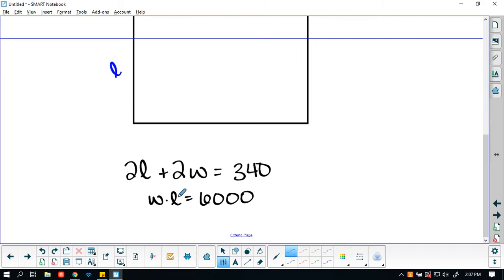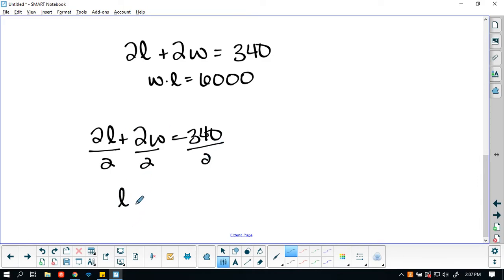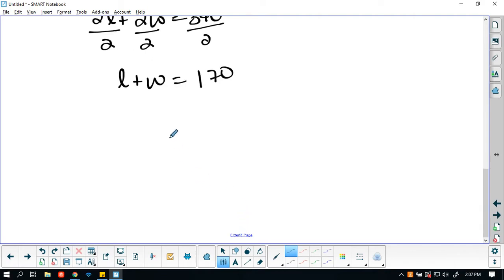Okay, we have two variables, and I don't want to use two variables to solve for. So what I'm going to do here is solve for L and then substitute that in. So I have 2 lengths plus 2 widths equal 340. The first thing I'm going to do is divide each of these terms by 2. So I'm left with length plus width is equal to 170. Now I am going to subtract my width because I want to solve for length, because I'm going to substitute length in. So length equals 170 minus W.